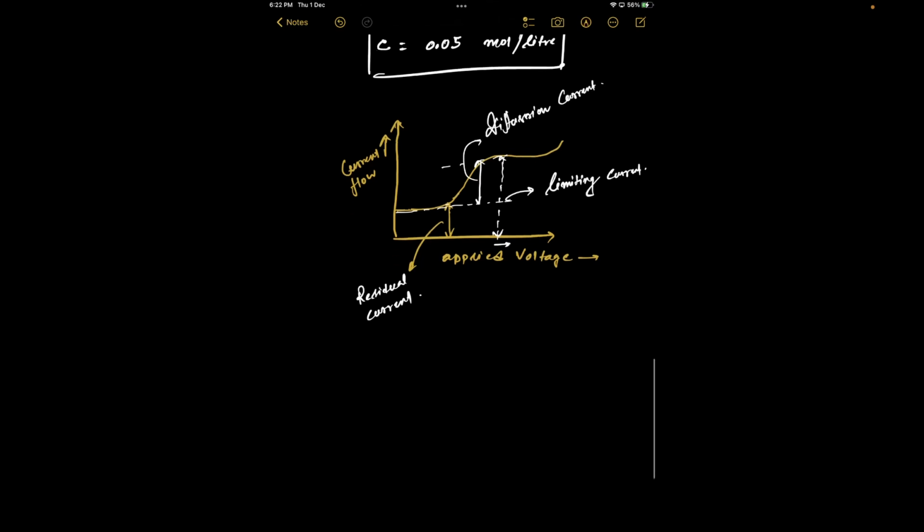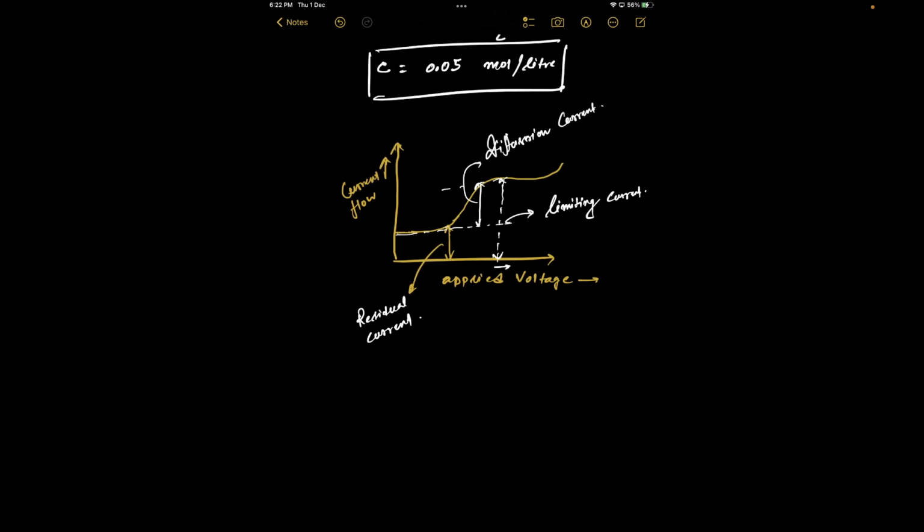And the Ilkovic equation relates different quantities of our electrolytic solution with the amount of diffusion current. So I_d is proportional to C, I_d proportional to n, like this. This is just the basic equation in polarography. The y-axis is current flow and the x-axis is applied voltage, and the graph is called a polarogram, and the nature of this graph is a sigmoid curve.